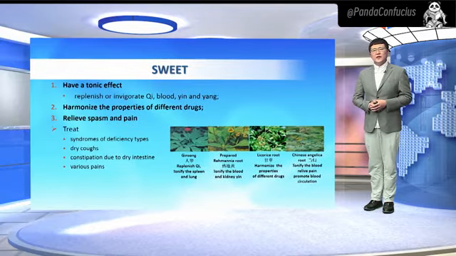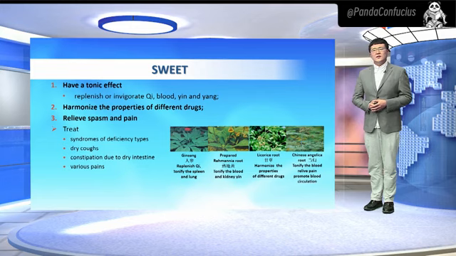Sweet is a taste like that of sugar. Drugs with a sweet flavor have a tonic effect. They are used to replenish or invigorate qi, blood, yin and yang. Drugs with a sweet flavor can relieve pain and spasm, as well as harmonize the properties of the different drugs. They are generally used to treat syndromes of deficiency types, dry coughs, constipation due to dry intestine, and various pains.